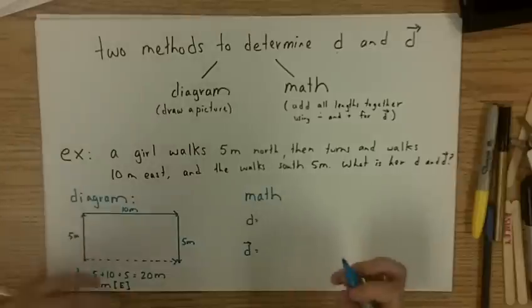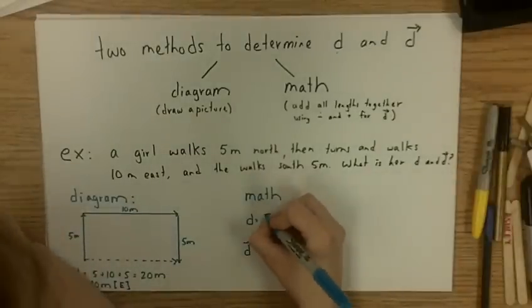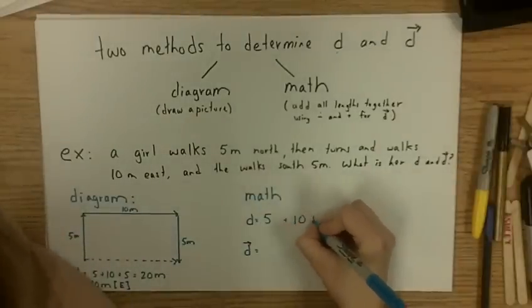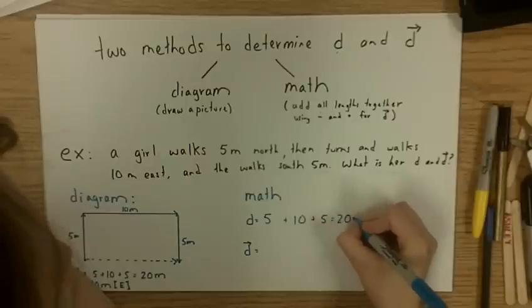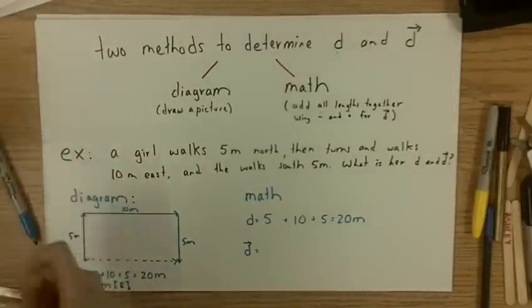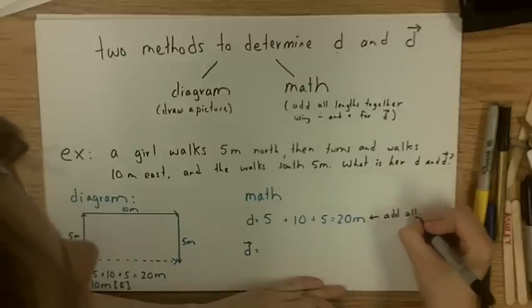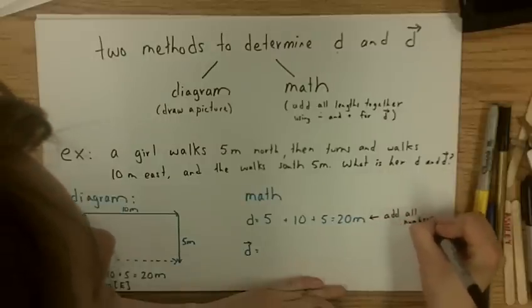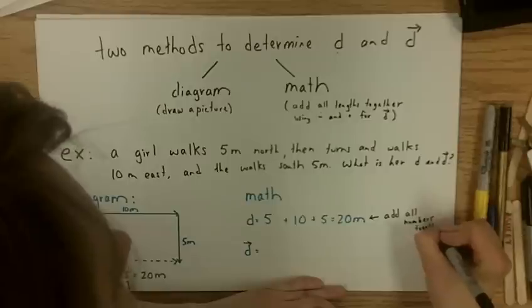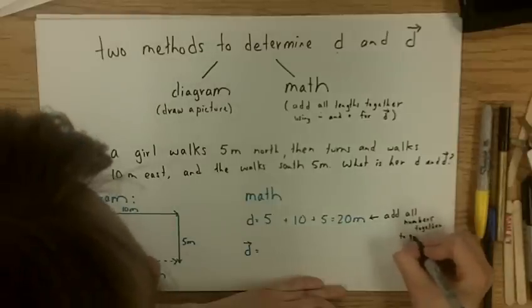That's the diagram method. The math method has us go distance and displacement. In distance, we just add all the numbers together. 5 plus 10 plus 5 equals 20 meters. So for distance, we just added all numbers together to get a total.